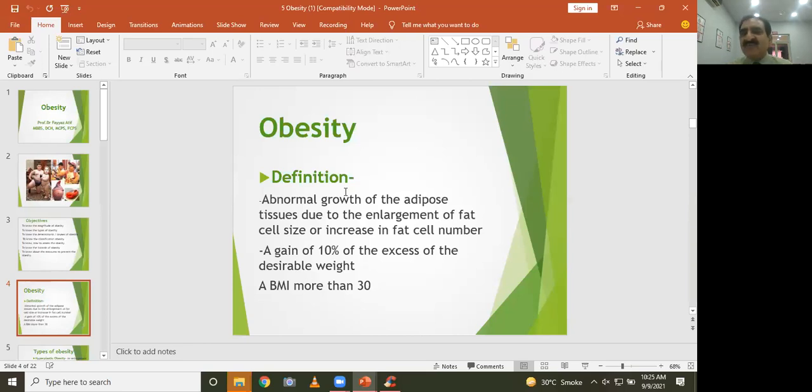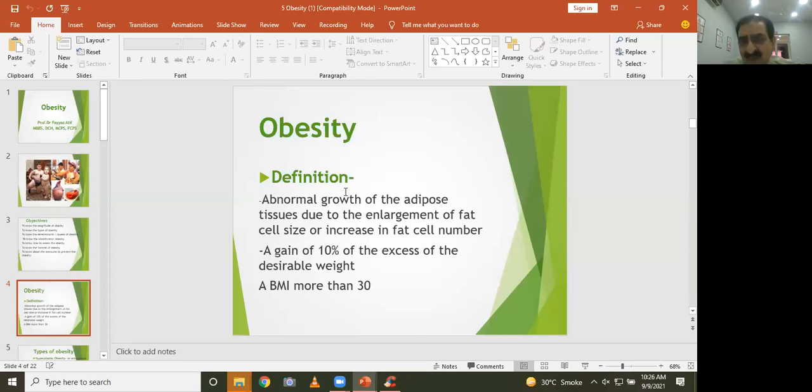You can say it is the growth of adipose or fatty tissue. The size of the fat cell may be enlarged, or the number of cells may be increased. A person will get obese when there is more fat deposition in the cell and the cell is enlarged, or the number of cells multiplies. So in both cases, the deposition of fatty tissue in the body, whether by increasing the fat in the cell or the number of cells, is obesity.